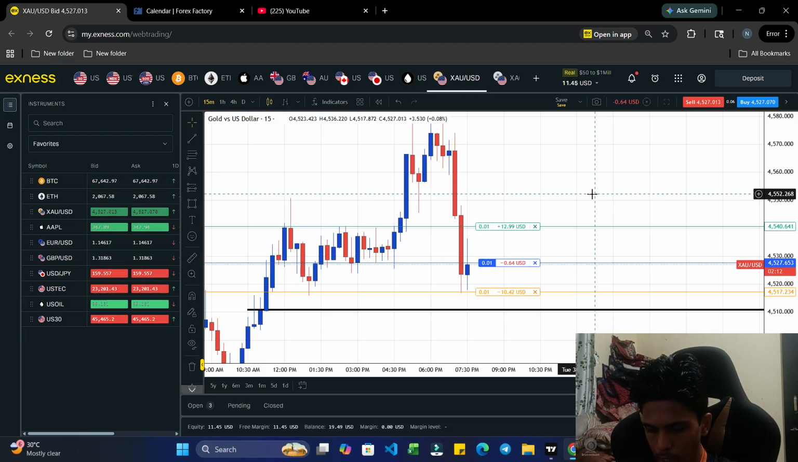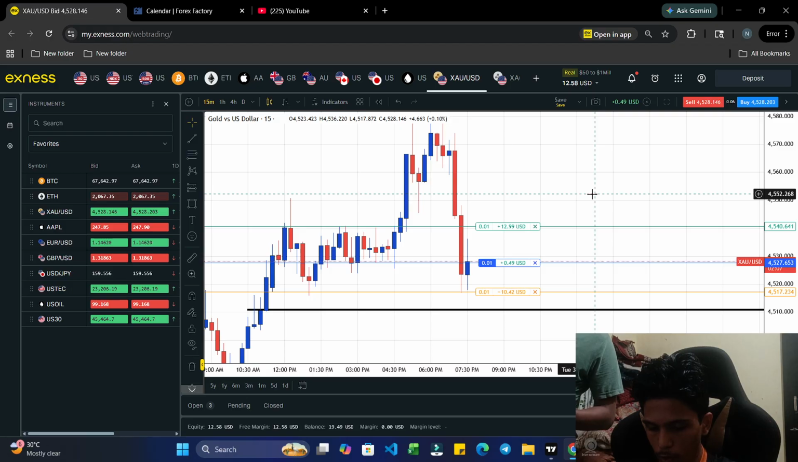We have already hedged that oil, and the oil has gone to a $7 loss, and then we are hedging, and the downside candle has gone to no profit.